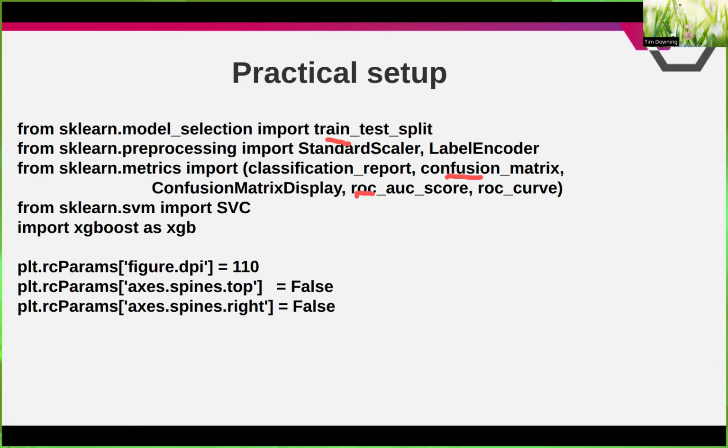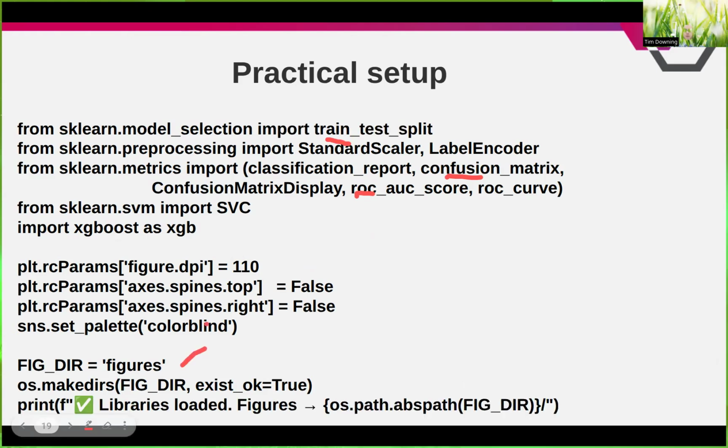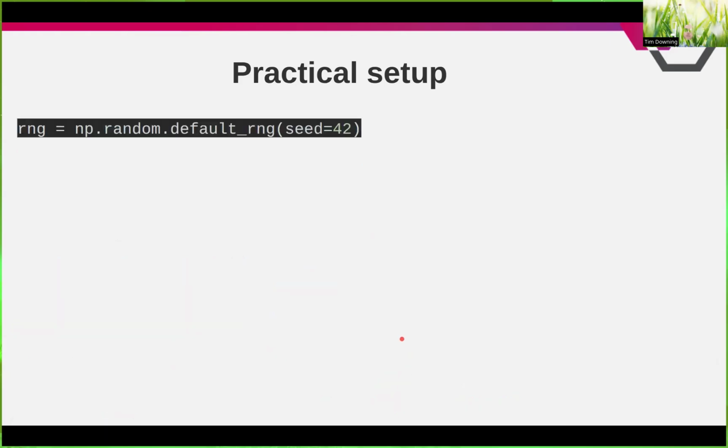and then what we're going to try to do is create a plot, and therefore you have to set key parameters up to create it in the right kind of way. We're creating a figures directory to which all our figures will be written out. And we're just checking that the libraries are loaded and the figure directory is there.